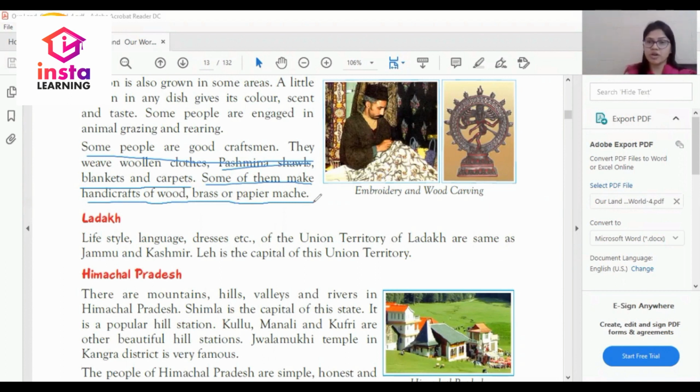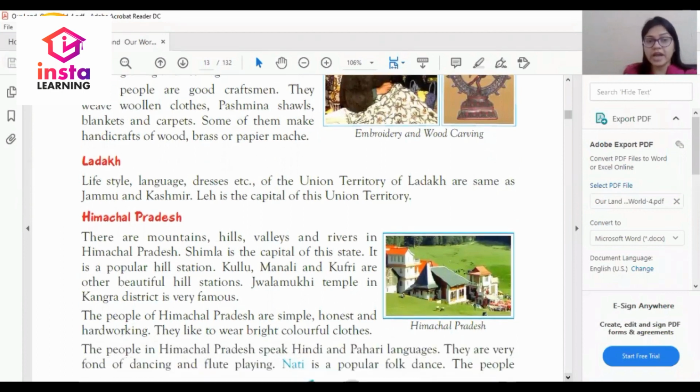So this is all about Jammu and Kashmir. Let's discuss the next one, which is Ladakh. So, dear student, the lifestyle, languages, and dresses of this union territory of Ladakh are the same as Jammu Kashmir. Leh is the capital of this union territory.